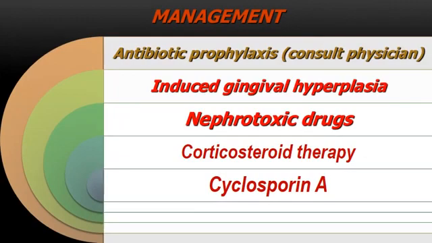So we need prophylactic antibiotics, and as we said before, we should consult the physician about the type of the antibiotic and the dosage of the antibiotic and the duration of the antibiotic. And regarding the induced gingival hyperplasia, it is caused by a drug called cyclosporin A, which is on top of the immunosuppressive drugs used. And some patients also are given corticosteroid therapy.